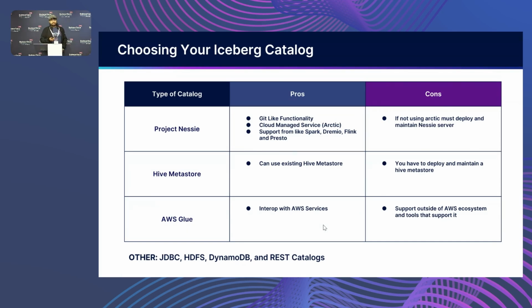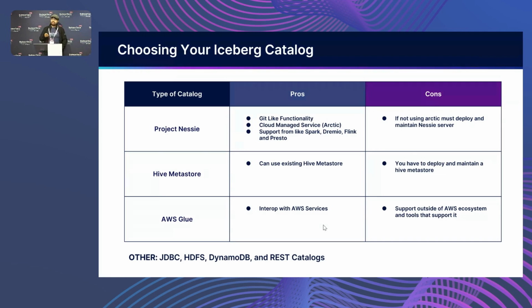Another option is Hive Metastore. Now, Hive Metastore makes a lot of sense if you already use Hive Metastore. So in that case, you don't have to stand up another service. You don't have to worry about another service. You can just use your existing Hive Metastore as your catalog for your Iceberg tables. The con is, if you don't have Hive Metastore, then you'd actually have to set it up, which in that case, you might as well then just use Project Nessie if you're going to stand up a server. Okay, but it is an option.